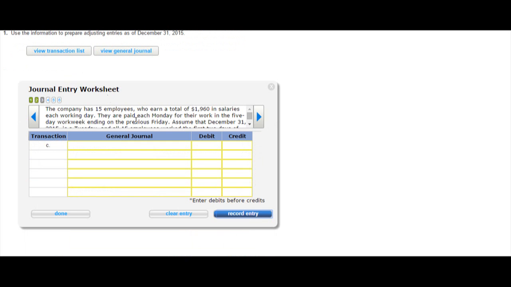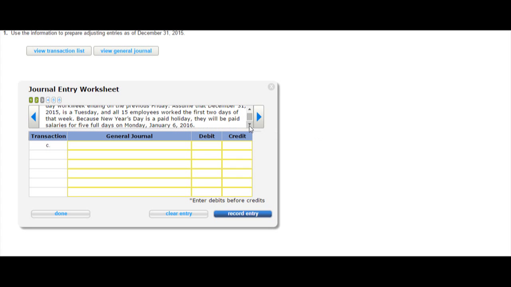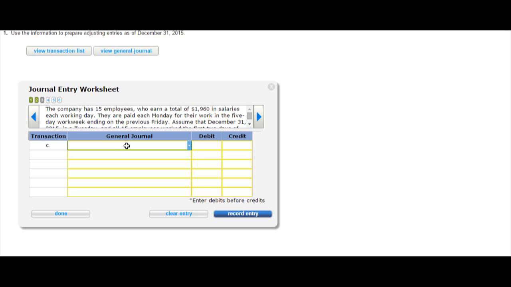Record the entry. This one again, I would draw a timeline for. The company has 15 employees who earn a total of $19.60 in salaries each working day. They are paid each Monday for their work in the 5-day work week ending on the previous Friday. If December 31st is on a Tuesday, and all employees work the first 2 days of that week, New Year's Day is a paid holiday, they will be paid salaries for 5 full days on January 6, 2016. The journal entry that we want here is for the salaries expense or wages expense for 2015.